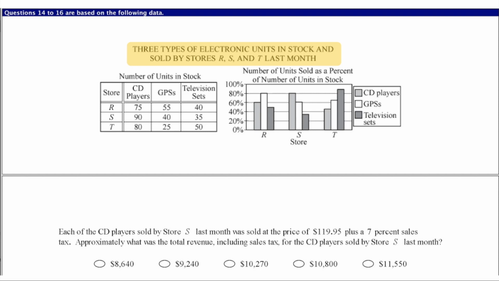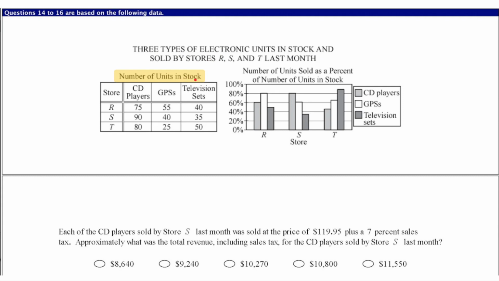So we'll go ahead and start with the table. Now the title here is number of units in stock. Okay, so remember going back to that title, how it was 3 types of electronic units in stock and sold by. Here, we only have this in stock information. We don't know anything about sold by. So we're going to pay attention to that because this is likely something that they're going to use to trip us up later.